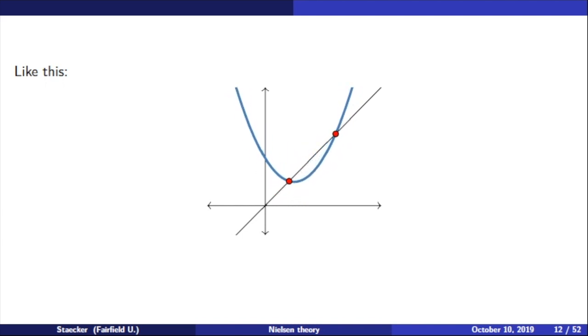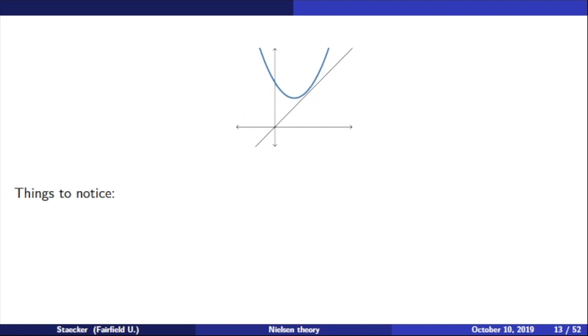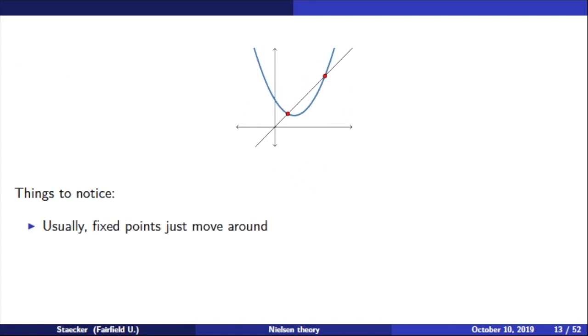I came all the way to Thailand, so I had to have some fancy pictures. It's not very fancy, I don't know. You can see as we change the function by a homotopy, the fixed points move around in a nice way. They don't move in a wild way, they move in a continuous way. Things that I would like to notice about how the fixed points change: usually, the fixed points just move around a little bit. If you only change the function a little bit, the fixed points will just move around a little bit.